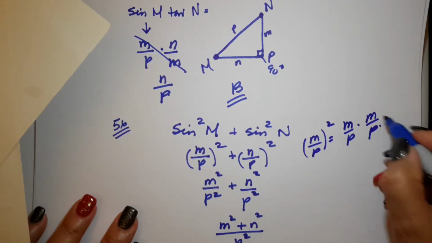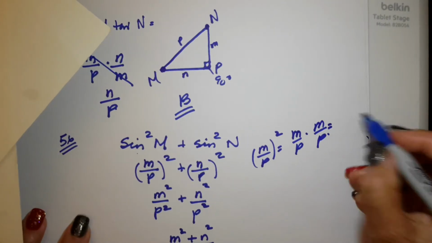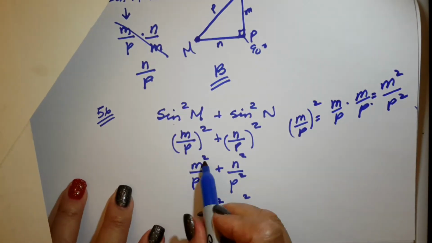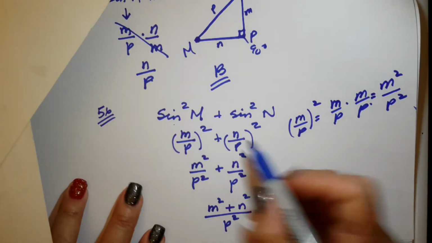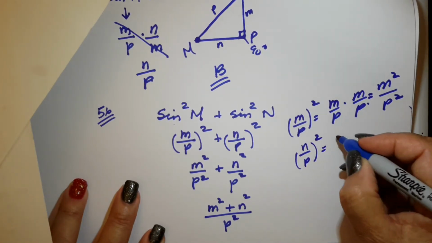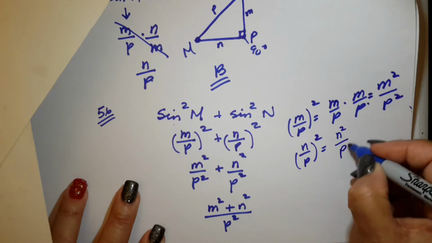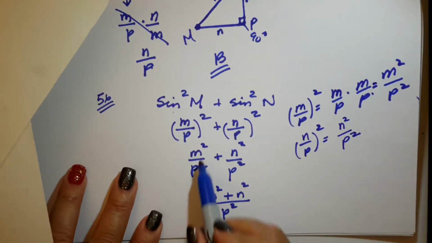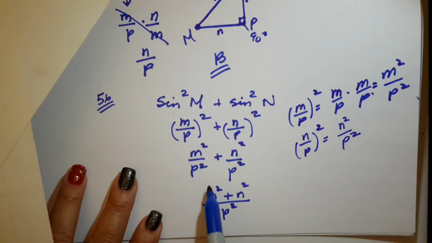So it's m squared over p squared. You see it? n squared over p squared. Then you have here n over p to the second power. It's going to be n squared over p squared. But the good thing is that these have the same denominator. So if m squared over p squared plus n squared over p squared, the denominator is p squared, and then you have here m squared plus n squared.